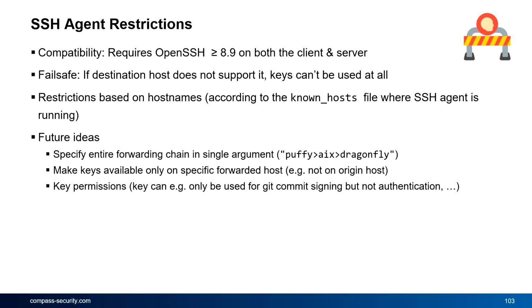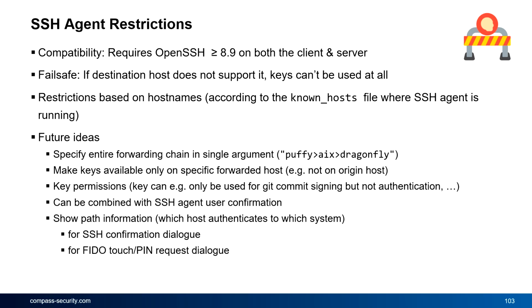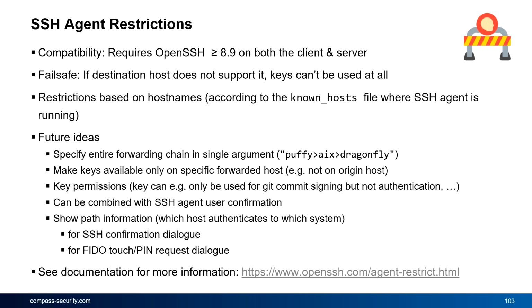And another idea is to configure the key permissions so that certain keys can only be used, for example, for Git commit signing, but not for authentication. And this can also be combined with the SSH Agent User Confirmation, which could show a bit more information in the dialog so that you can see which host authenticates to which system.